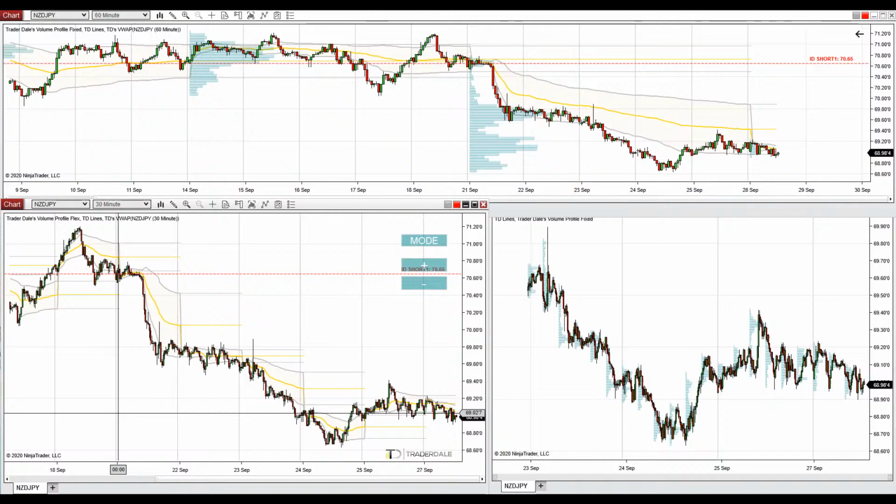The next trading idea is on New Zealand dollar, Japanese yen, and this trading idea is based on a trading setup which I call the volume accumulation setup, and also an open drive.